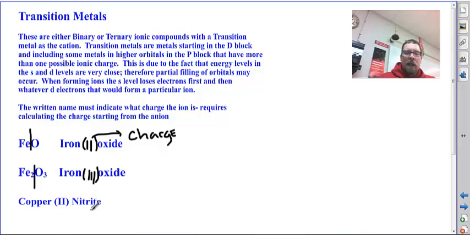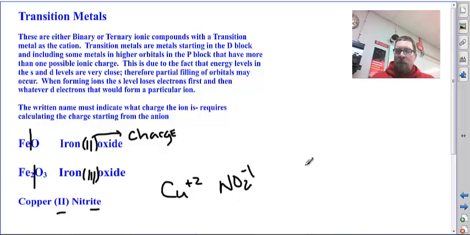I've got copper nitrate. It tells me that this is a polyatomic. My copper is the first element, that's my metal, but it is a transition metal. So it's going to have one of two possible charges. Well, what charge is it? It's the 2. Nitrate, if I look on my polyatomic sheet, is NO3 with a -1 charge. Okay?